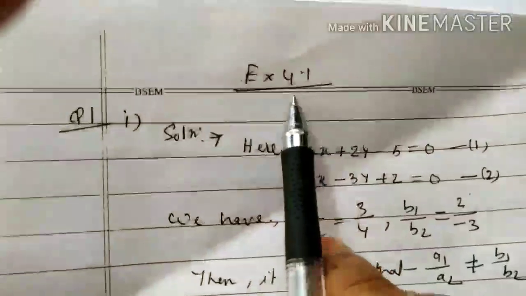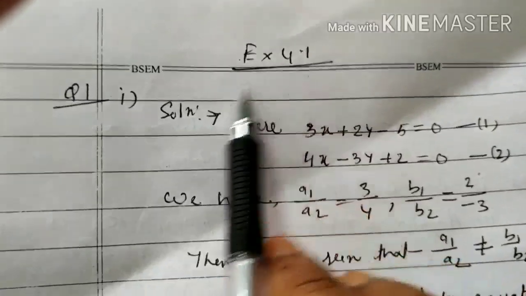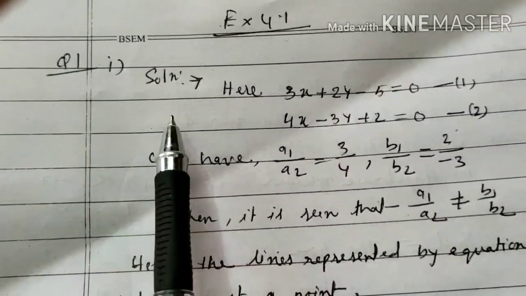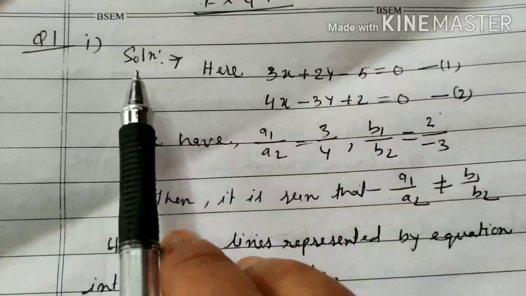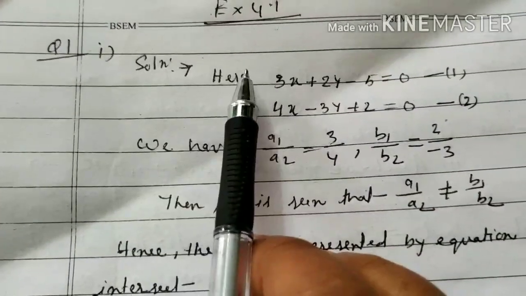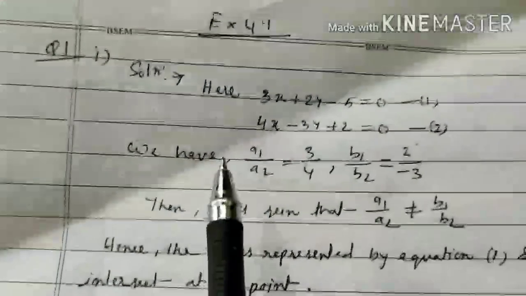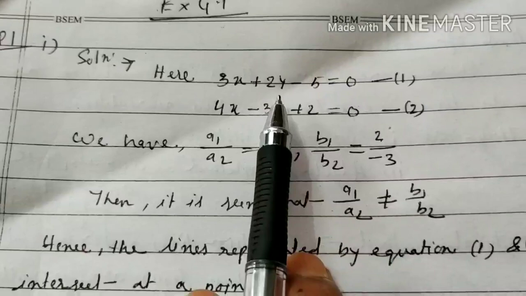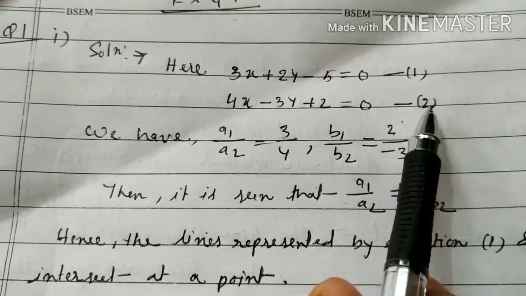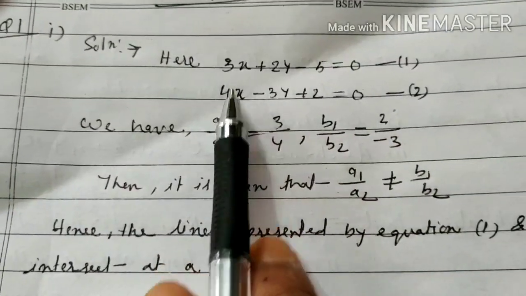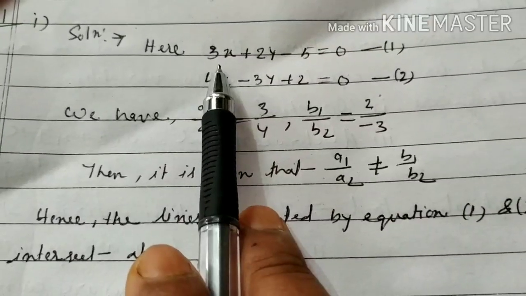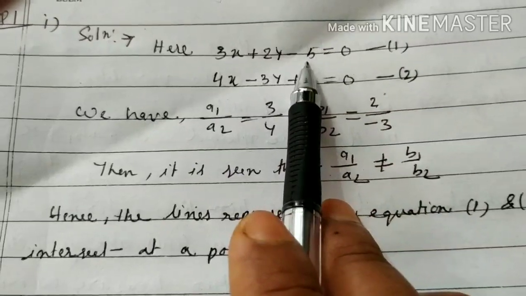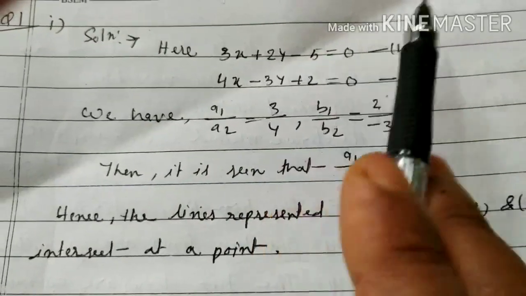So let me start exercise 4.1, question number 1, Roman number 1. I will read out the question: whether the lines are parallel, coincident, or intersecting. First, you have to copy the equation. The two equations you have to copy, and then write here equation number 1 and 2, and then you have to take a1 by a2.